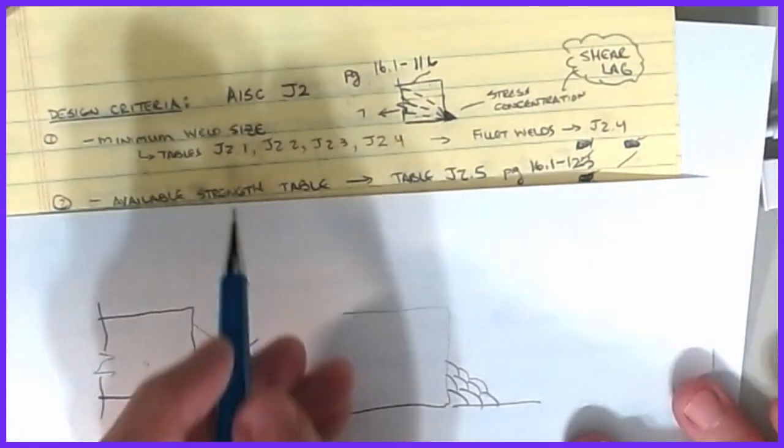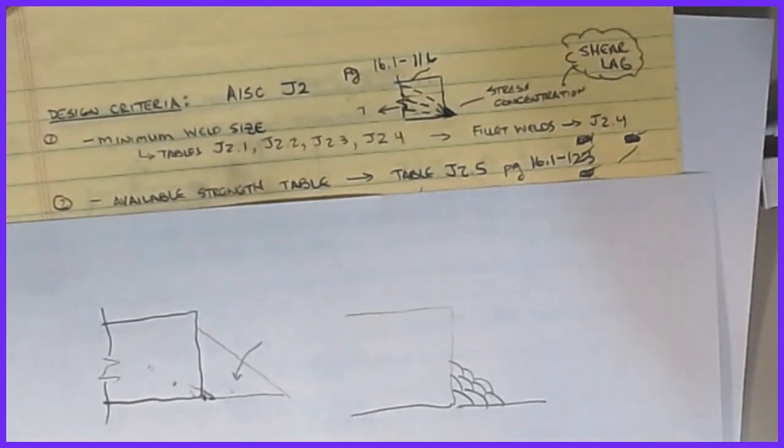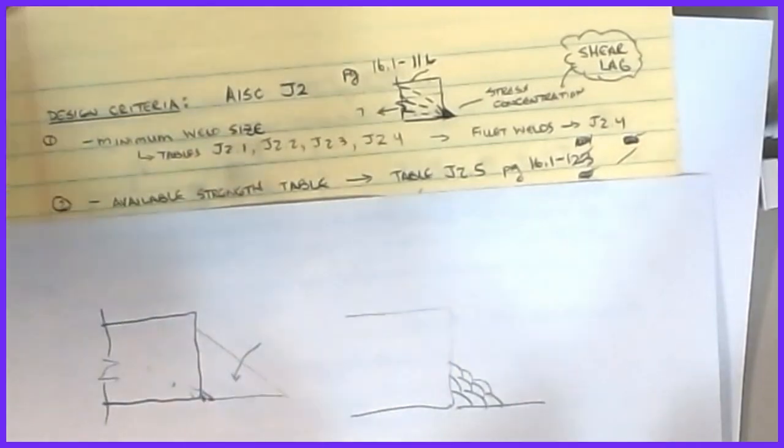You'll find that located in tables J2.1 through J2.4. Fillet welds are in J2.4. Right, so let me show you what that table looks like.